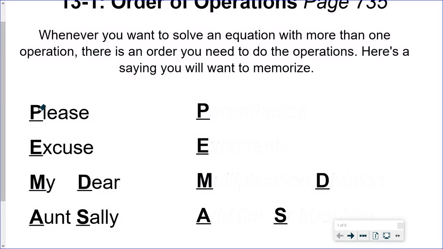So the first one is going to be the word please. The word please represents the word parentheses. Anytime you have parentheses in the equation, you always want to do what is inside of the parentheses first. Like I said, we're going to go through a couple of examples in just a moment, but the word please stands for the word parentheses.